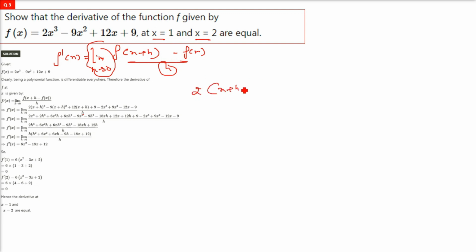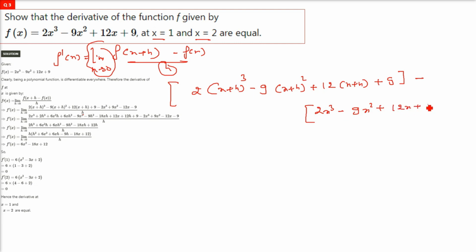So 2(x+h) whole cube. So this is 2(x+h) whole cube minus 9, in place of x, write x plus h, plus 12 into (x+h) plus 9 minus. Now you just have to write this f(x) because it is f(x+h) minus f(x). So 2x cube minus 9x square plus 12x plus 9. Okay. So just numerator I am taking right now.